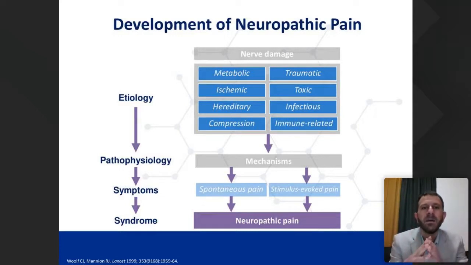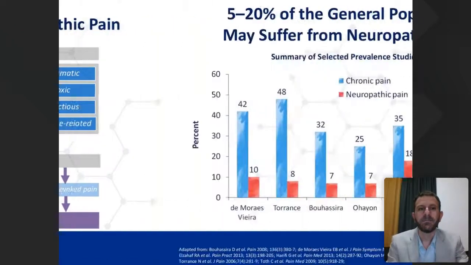Now, all of these triggers can cause a change in the nerve pathway and how the nerve functions, which then will give you different symptoms. You can either have spontaneous pain or stimulus-evoked pain, which is characterized as neuropathic pain.